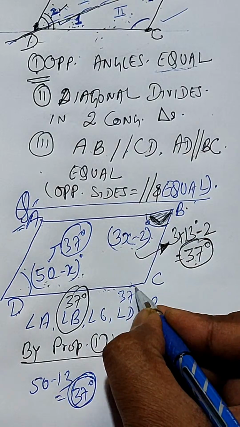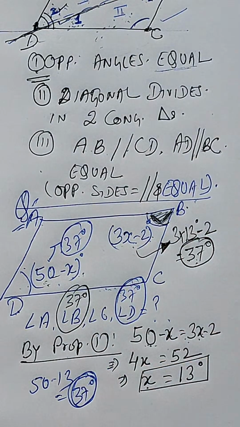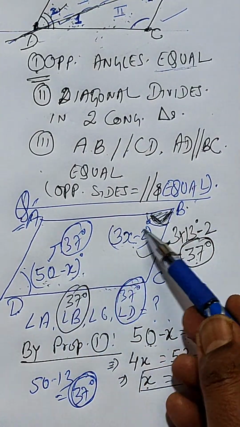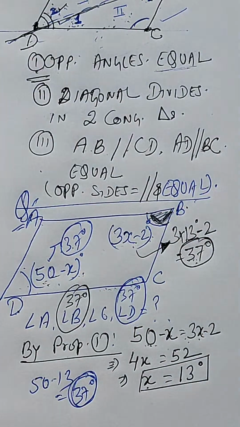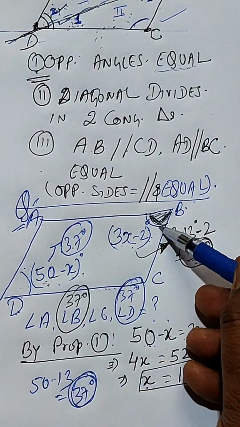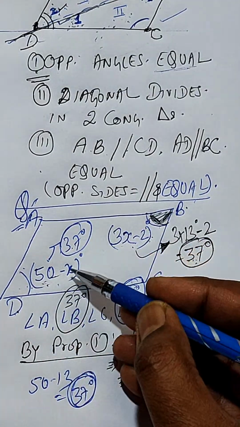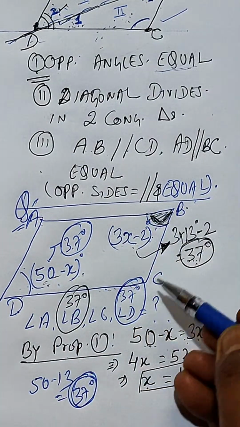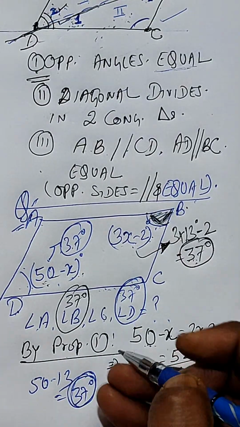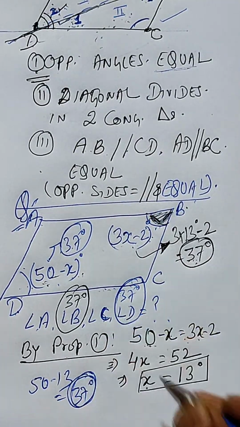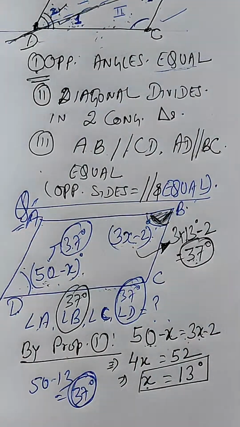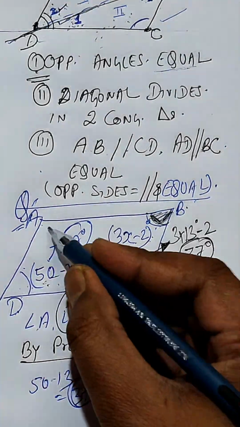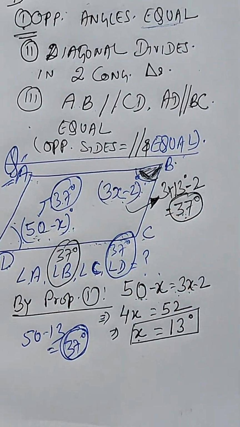This is calculated as 37 degree. You can see the opposite angles are equal, 37 and 37. So these are the two values of the angles B and D. So if this is 37, this is 37, then angle A and angle C can also be calculated very easily, isn't it? Angle A and angle C can also be calculated very easily. How?